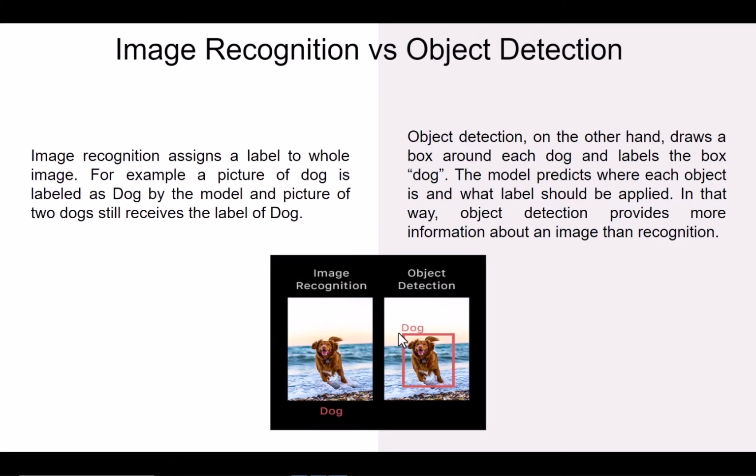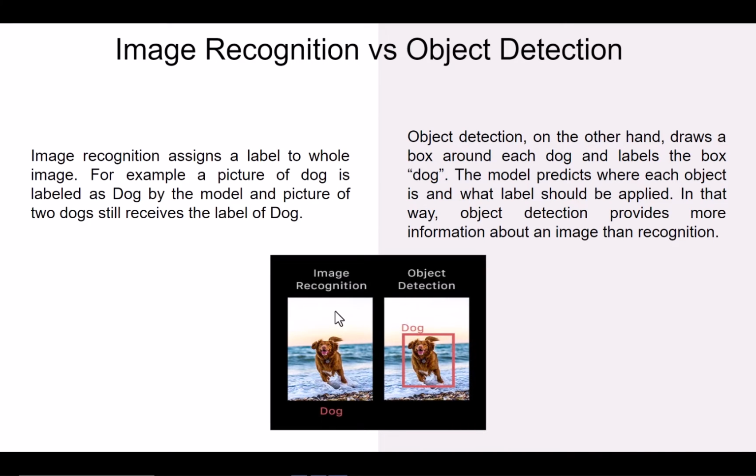On the other hand, when we pass this picture to our object detection model, our model will detect where in this picture the dog is present. Similarly, if we pass an image with two dogs, our model will detect that two dogs are present, and it will also show us the location where those dogs are present. So in that way, object detection provides more information about an image than image recognition. Hopefully you got the point of the difference between image recognition and object detection.